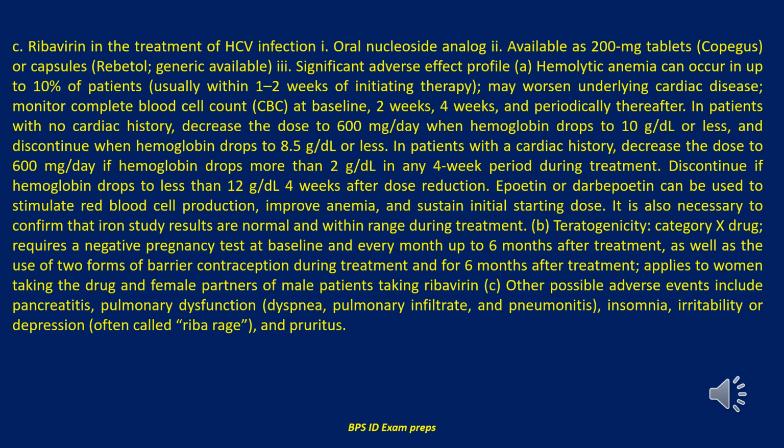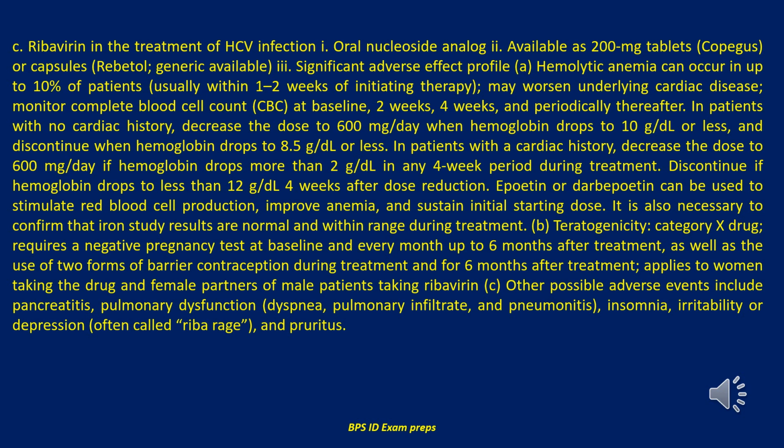Generics are available. 3. It has a significant adverse effect profile. A. Hemolytic anemia can occur in up to 10% of patients, usually within 1 to 2 weeks of initiating therapy. This may worsen underlying cardiac disease. We should monitor complete blood cell count (CBC) at baseline, 2 weeks, 4 weeks, and periodically thereafter.